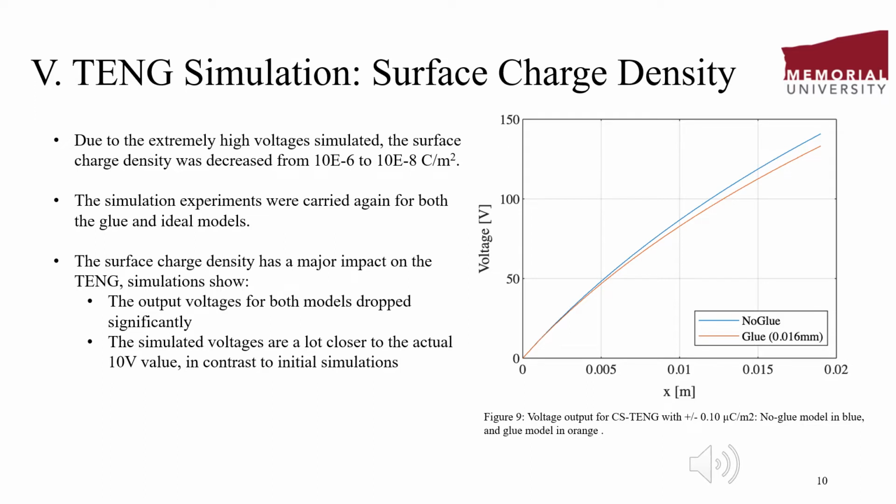Additionally, there is still a consistent impact when we consider the glue layers into the simulation model. However, the output voltage of the simulation is still greater than the ones obtained from real prototypes. This indicates that the charge density generated by the prototype is actually far smaller than the one considered into the simulation, and thus the input value should be reduced even further.